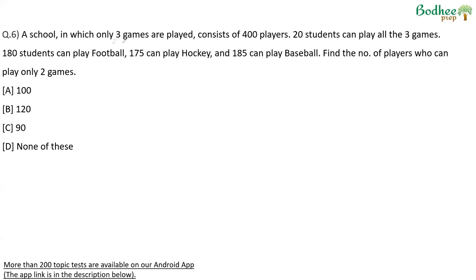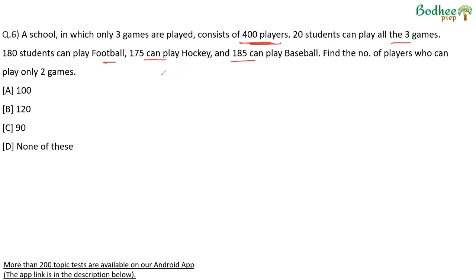A school in which only 3 games are played, and these 3 games consist of 400 players. So these are people who are involved in the sports. 20 students play all 3 games. 180 play football, 175 hockey, 185 baseball. The number of players who play only 2 games. Okay.